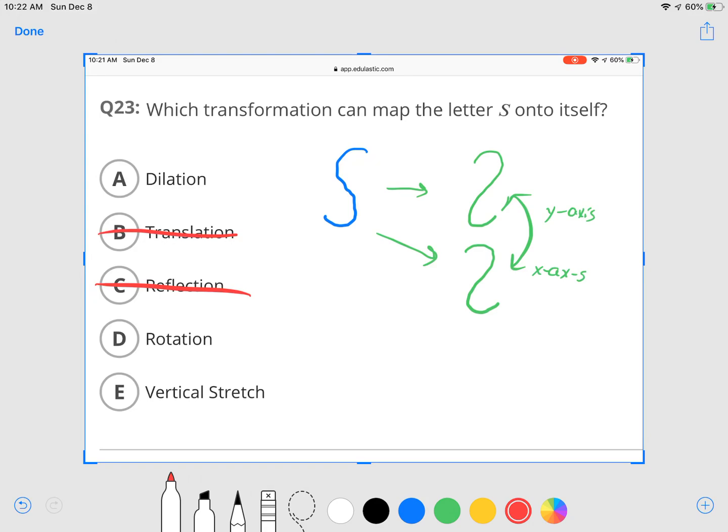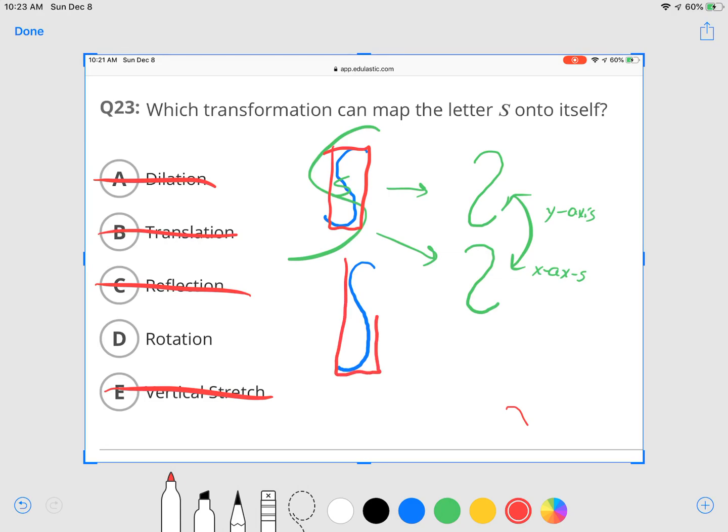A translation won't work because it'll just move away. It won't land on top of itself. A dilation won't work because it'll grow or shrink. So you might end up with a little S like this or a big S. And it won't land on top of itself. And then a vertical stretch we never even talked about. But that would be like, it gets extended just height-wise. So it'll be longer up and down, but it would still stay the same width. So if this was the width before, it's still the same width after. It just got stretched vertically. Yeah, we never talked about that.